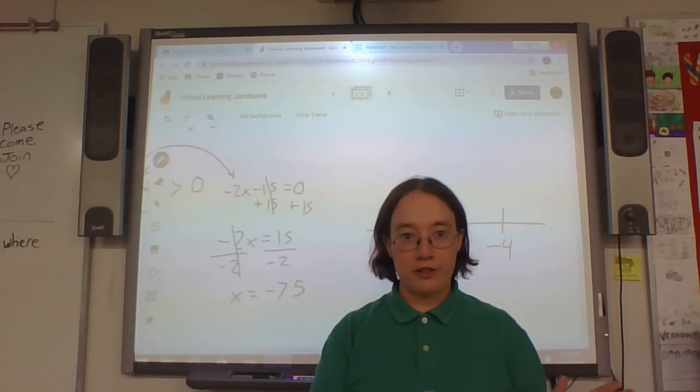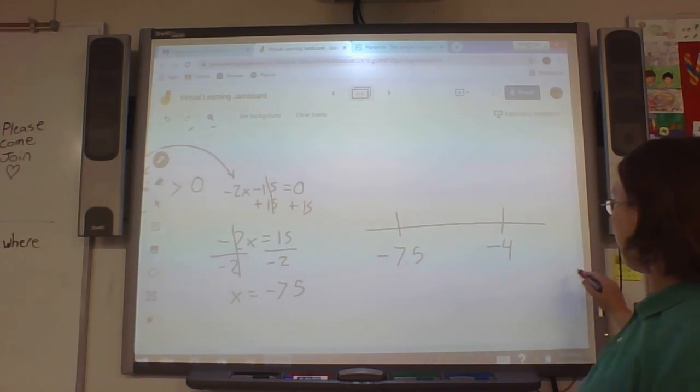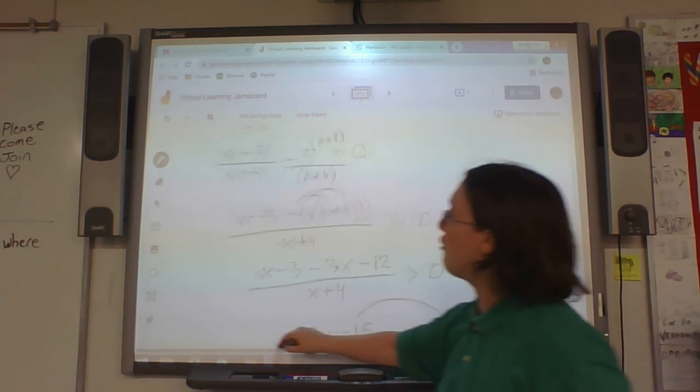Okay, and again, we're just looking for one section that's positive or negative, because then after that, it's going to alternate. So a nice thing to plug in is going to be either 0, 1, something like that.